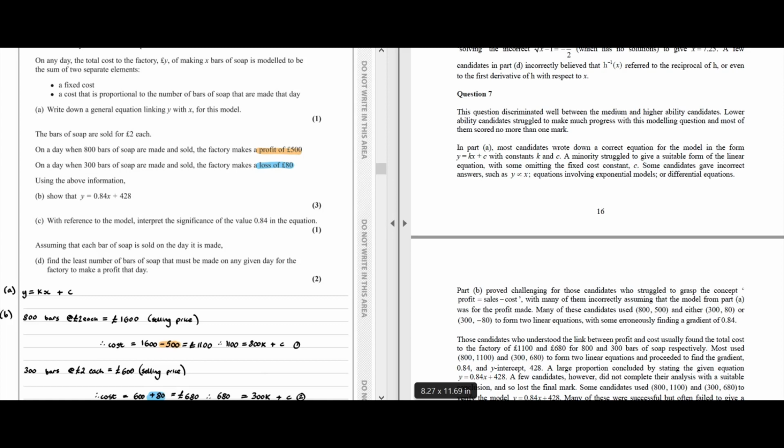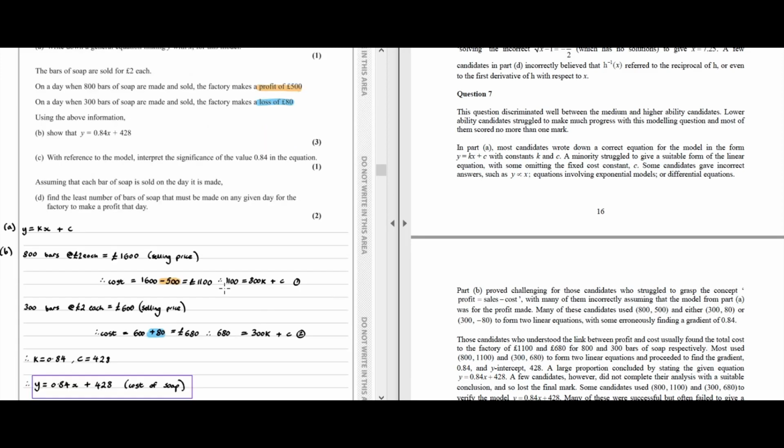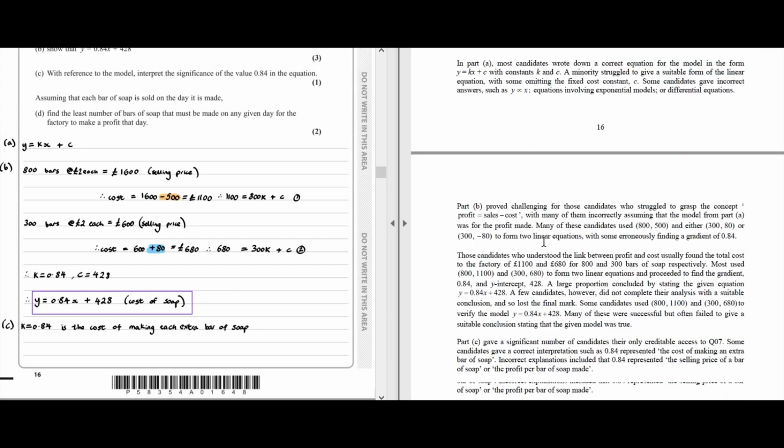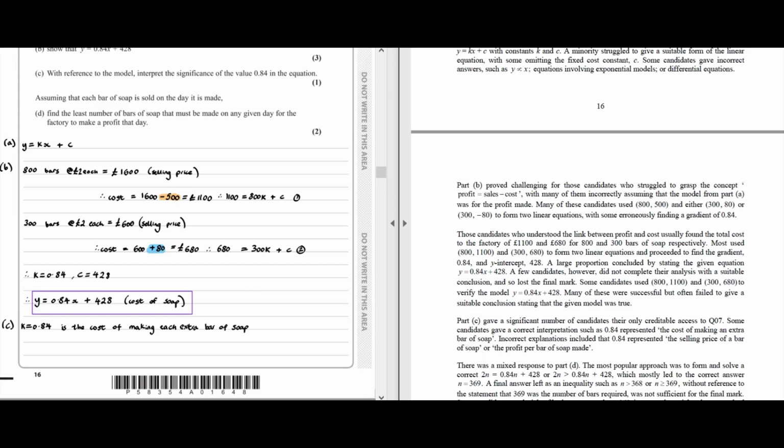I thought it was quite obvious why we had a linear model. For part B, this proved to be quite challenging. We had to show that y equals 0.84x plus 428. Let's read why this was challenging. Many struggled to grasp the concept profit equals sales minus cost. Do remember that it's quite a straightforward thing which you should know from common sense in life. Many incorrectly assumed that their model from part A was the profit made. Y is the cost.